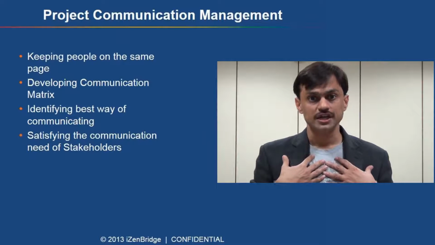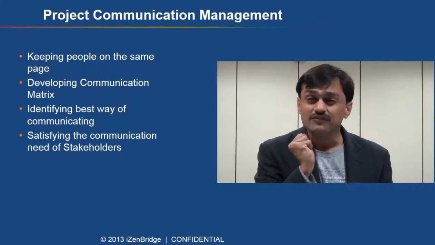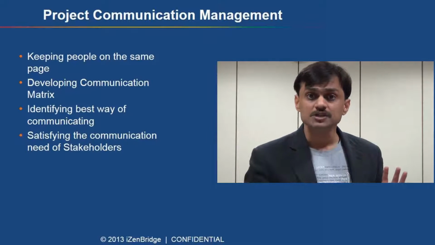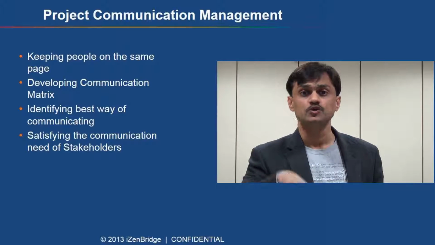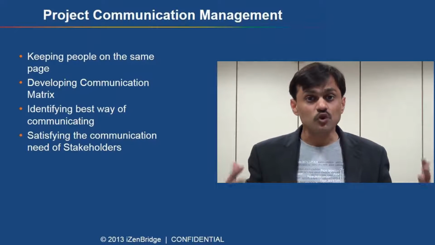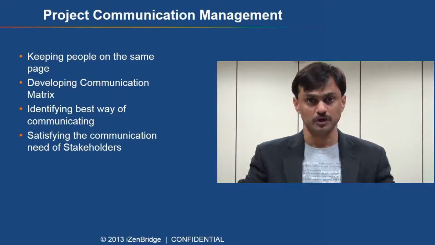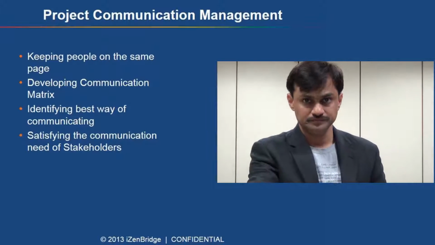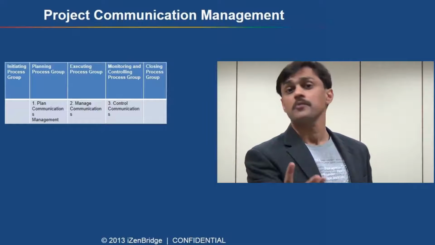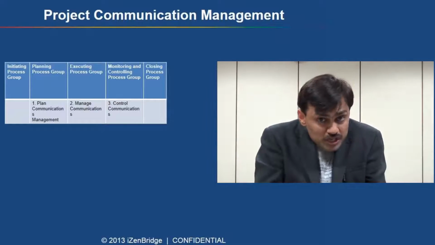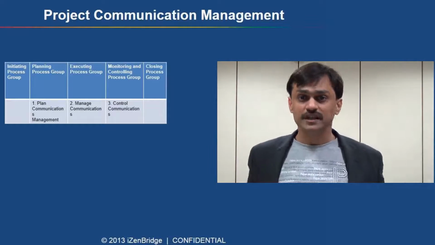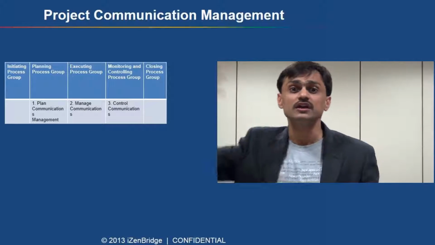So in this knowledge area, we talk about how we identify communication needs and also the communication management plan, like at what frequency we are going to communicate information to which set of individuals, so we can keep the complete project community on the same page. If you talk about processes and process groups, it has 3 processes. Planning communication; managing communication, like doing the communication work, which falls under executing process group; and controlling communication.